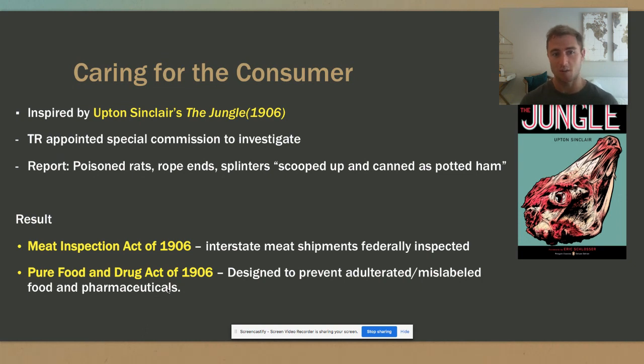Teddy Roosevelt's going to appoint a special commission to investigate. And as a result, we see two things: the Meat Inspection Act of 1906, where we can federally inspect any shipments that are going through, and the landmark Pure Food and Drug Act that can come in and punish manufacturers for mislabeling or adulterating their food and pharmaceuticals. That's obviously a big one.